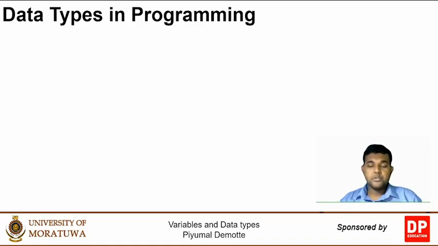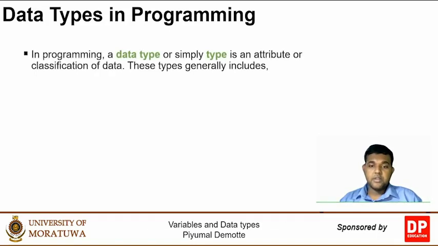Thus, the major concern of programming is how to manipulate and represent data that we want. Thus, data types are core components in programming. In programming, data type, or simply type, is an attribute of data that tells the compiler or the interpreter how the programmer intends to use the data. Most programming languages specify various types of data, which generally includes integers, real numbers, strings, and booleans.